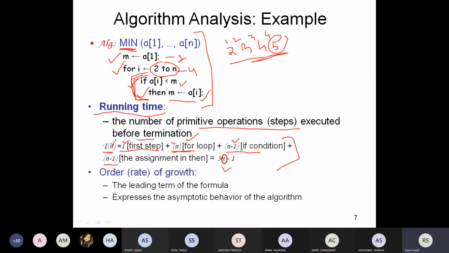In case of asymptotic notation representation, what is the complexity? Yes, any one of you? What is the complexity? O of n. N.